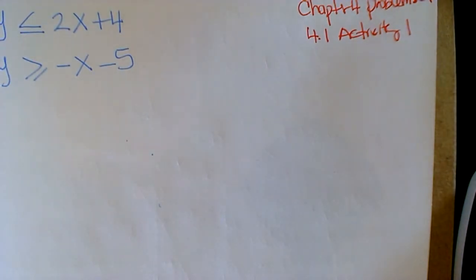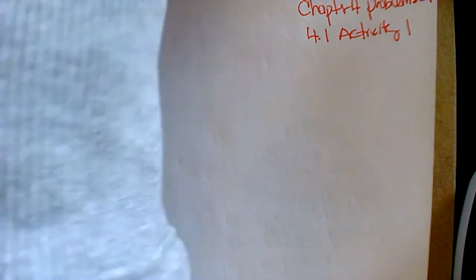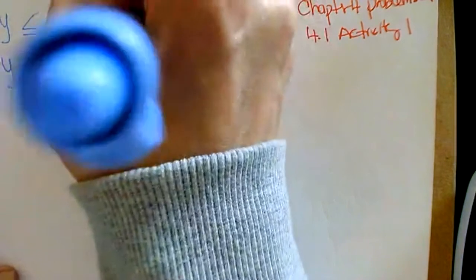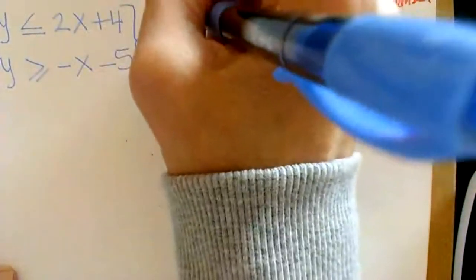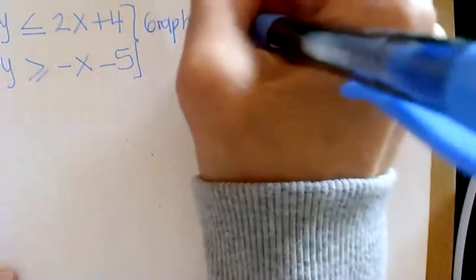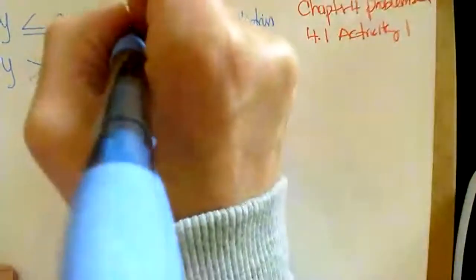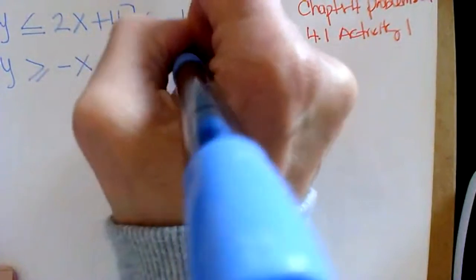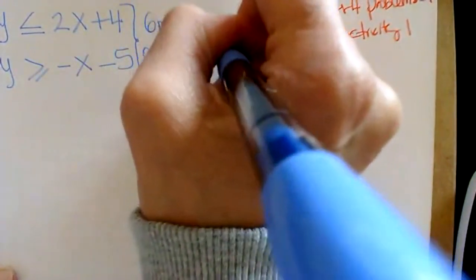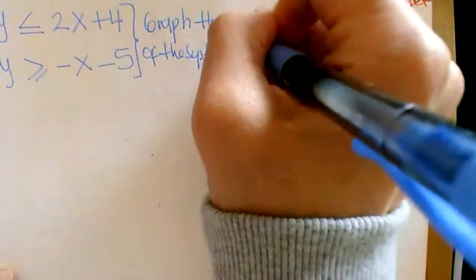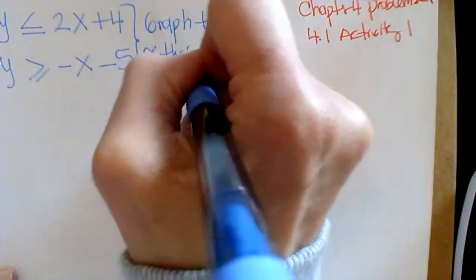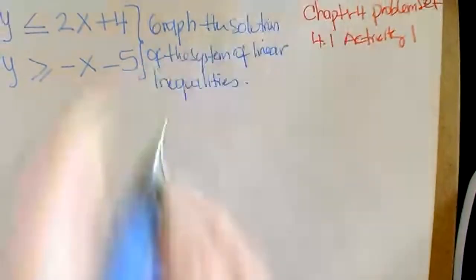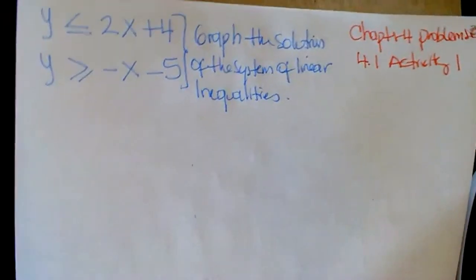It will say graph the solution of the system of linear inequalities. That's what it will say. I don't see it there, this one. Graph the solution of the system of linear inequalities. That's what it's asking us to do.